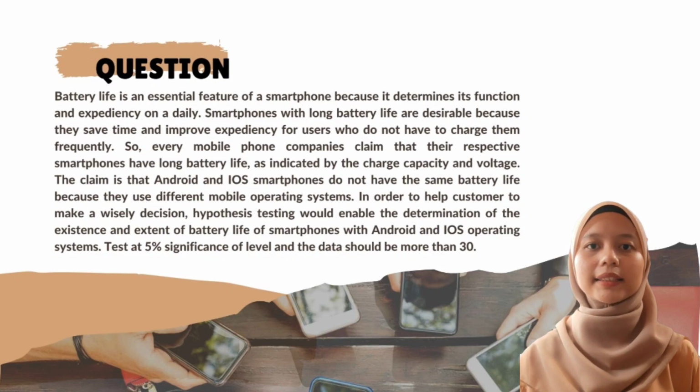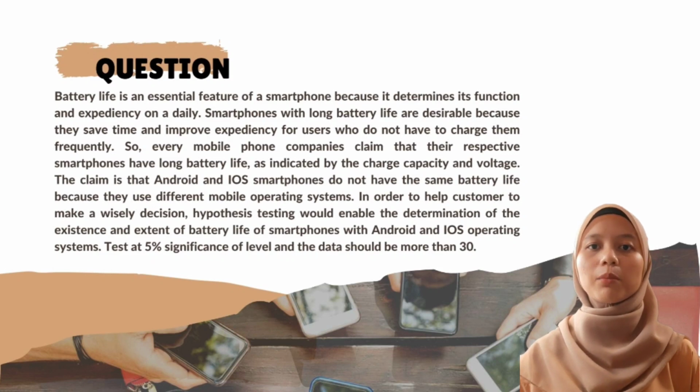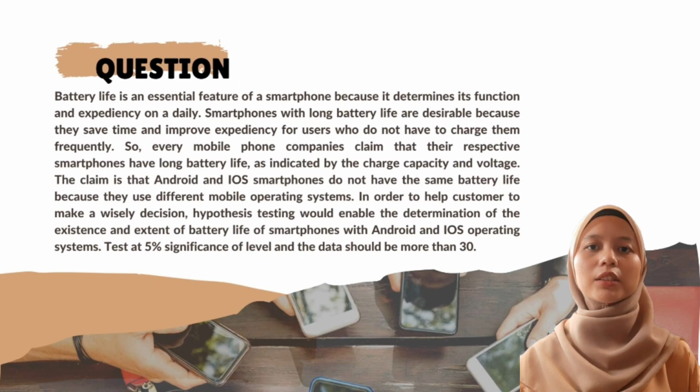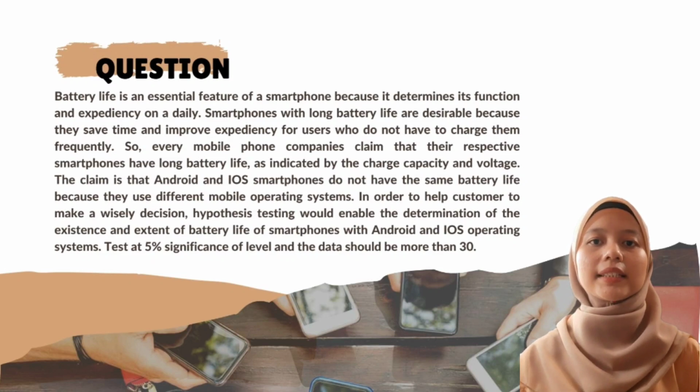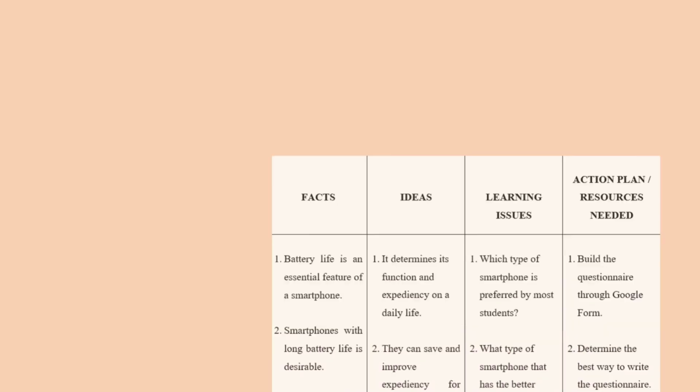The claim is that Android and iOS smartphones do not have the same battery life because they use different mobile operating systems. In order to help customers make a wise decision, hypothesis testing will enable the determination of the existence and extent of the battery life difference of smartphones with Android and iOS operating systems. Test at 5% significance level and the data should be more than 30.